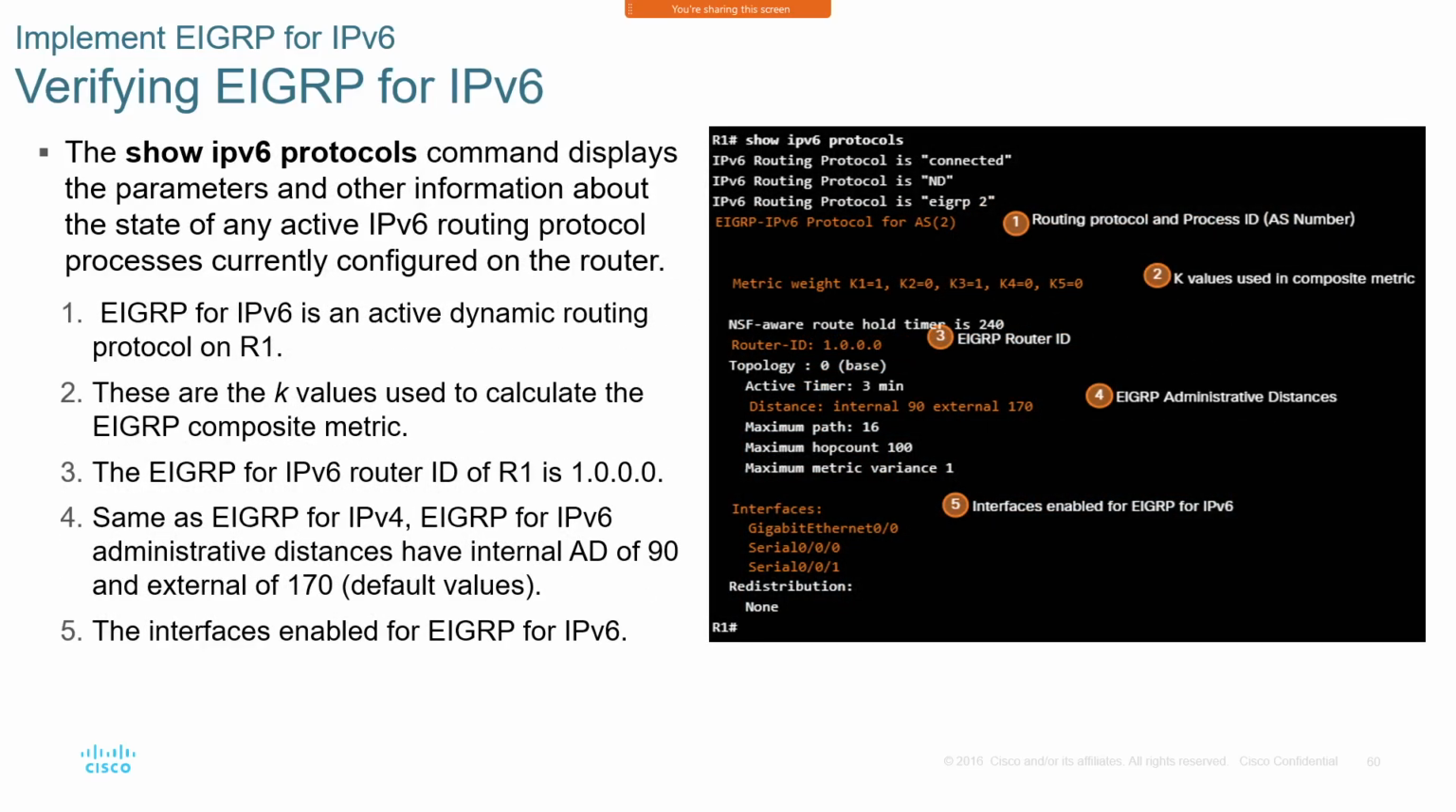We also have the show ipv6 protocols. It's very similar to show ip protocols. Now we are just displaying information about the dynamic routing protocols that are advertising IPv6 information. Basically the same thing. It will show the metrics, it will show the router ID, it will show the distance, it will show which interfaces are part of the EIGRP process.